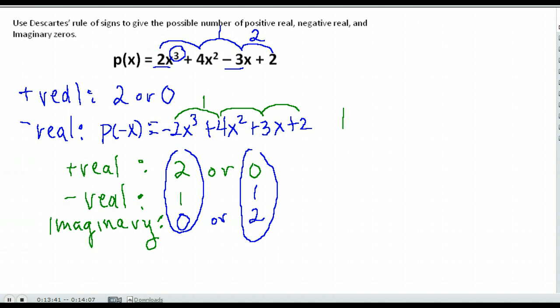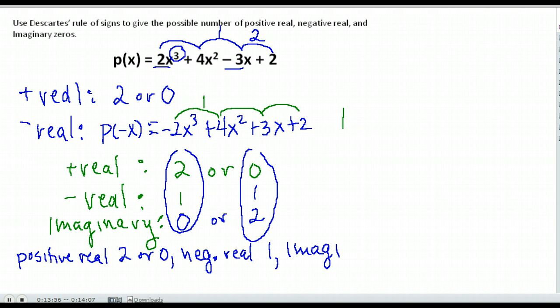So my final answer down here is that for my positive real zeros, I have 2 or 0. For my negative real zeros, I have 1. And for imaginary, I have 2 or 0. Okay, so hopefully that helps you out, gives you a couple examples of how Descartes' rule of signs works.